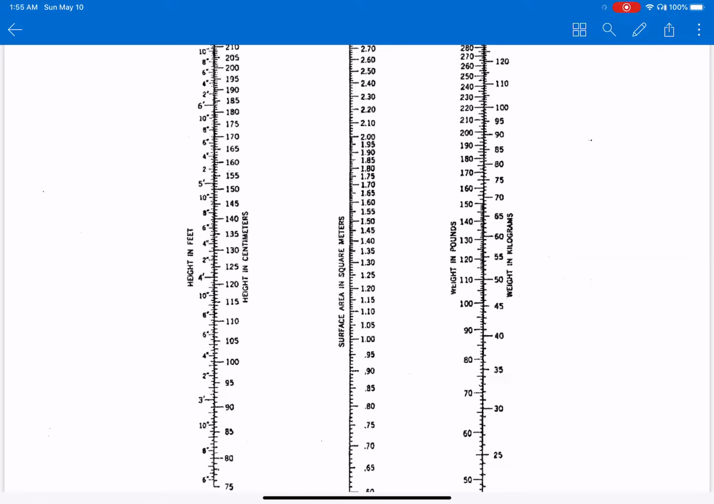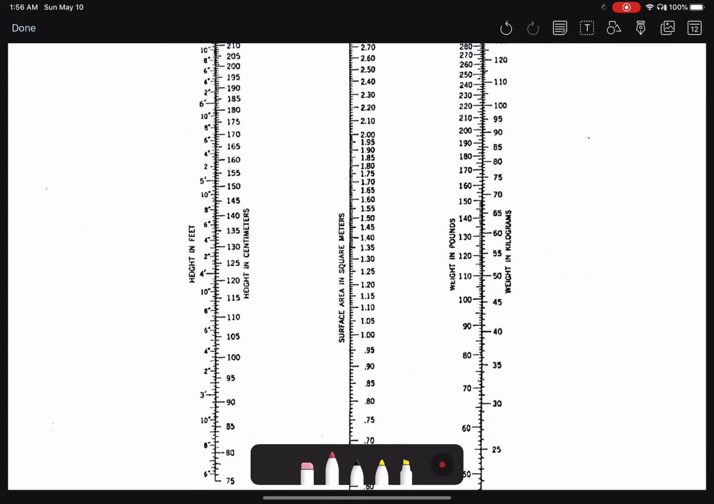So over here on the left column of the nomogram, I'm going to make a little notch for my height. So we'll go back to the pen tool right here. I am 6'1", which correlates with a height of about 185 centimeters. So here's my height right here. I'm going to make a little notch mark there. I'll put an X through it so it's more obvious.